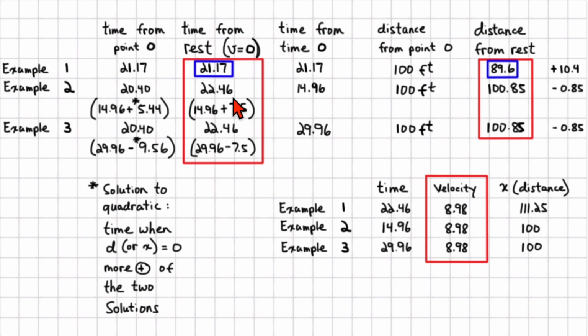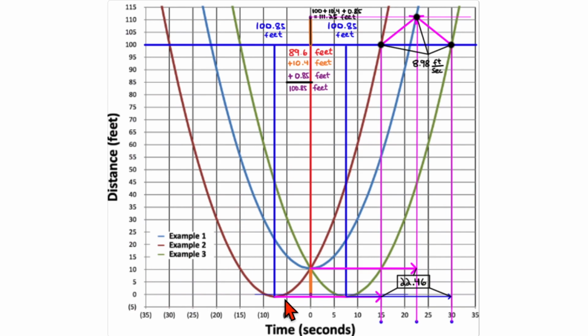Now for body 2, from time 0, you have to add the 7.5 seconds. And for body 3, from time 0, you have to subtract 7.5 seconds. So body 2, you have to add the 7.5 seconds right here to time 0. And for body 3, you have to subtract this 7.5 seconds right here from time 0.